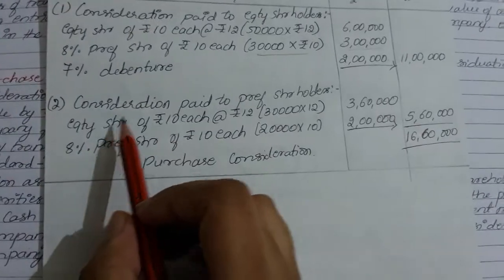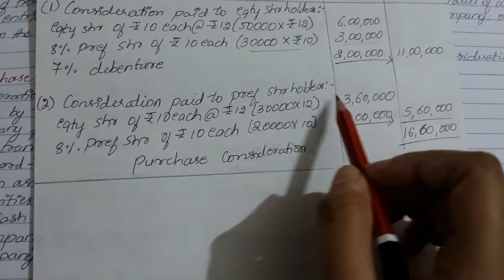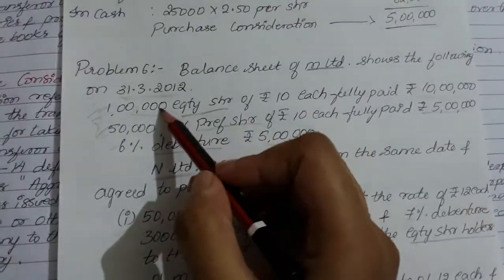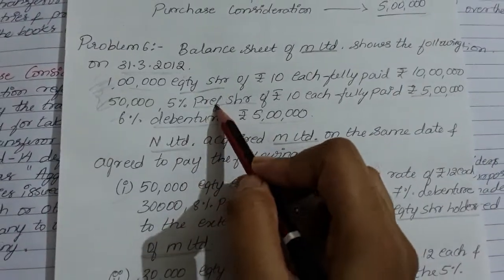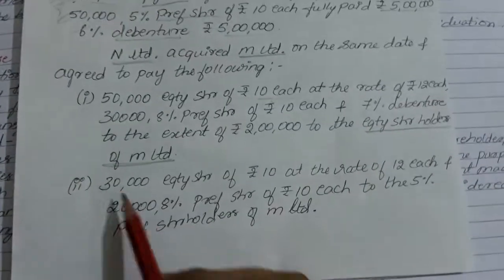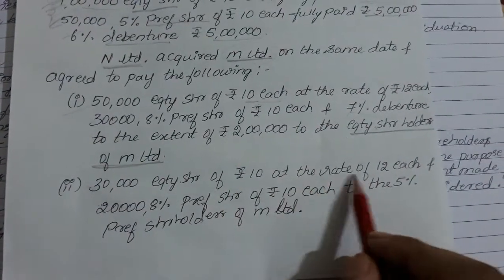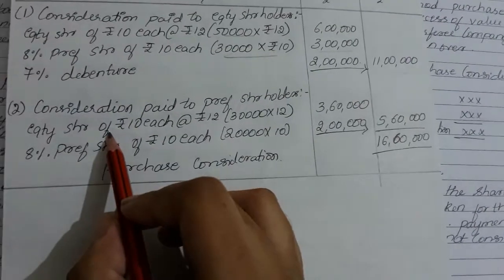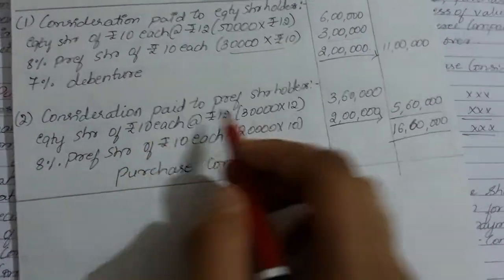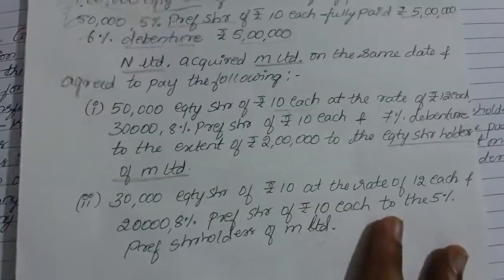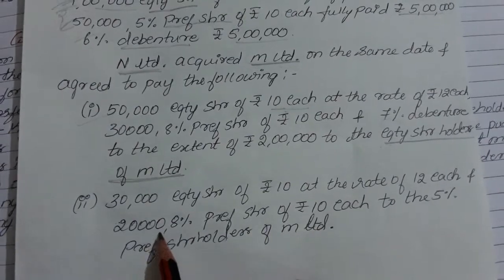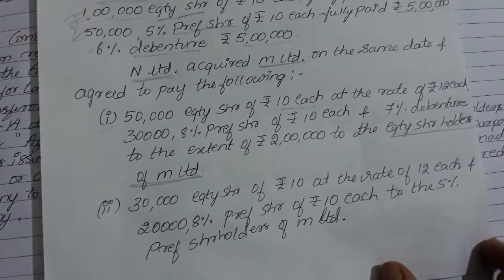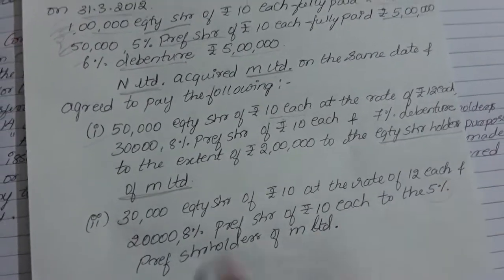Next, let's see the payment made to preference shareholders. First, the payment made to equity shareholders of M Limited was considered. Now let's see the payment made to the preference shareholders. Here they are given 30,000 equity shares of 10 each at a rate of 12. So 30,000 into 12, 3,60,000. Next, 20,000 8% preference shares of 10 each to 5% preference shareholders.